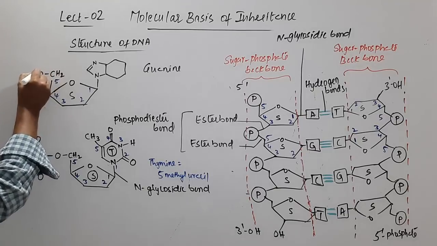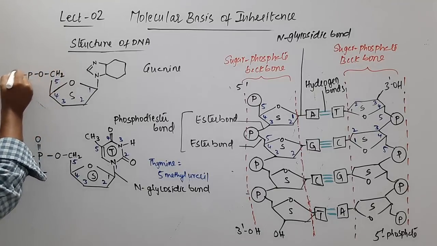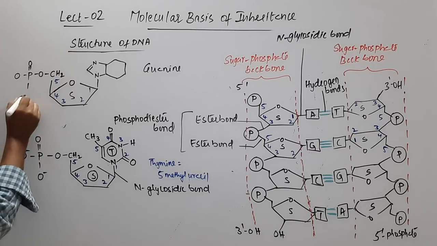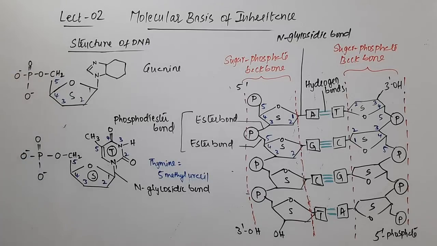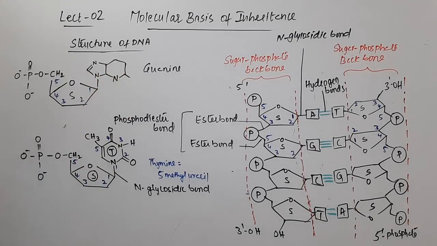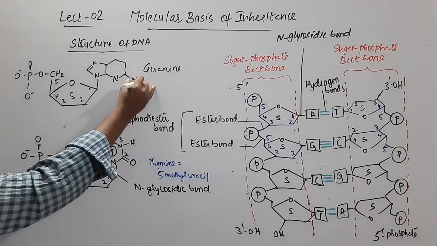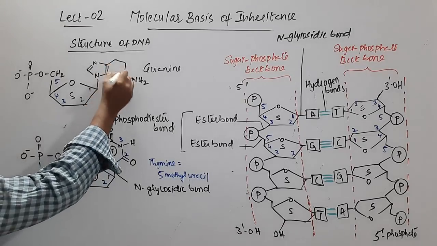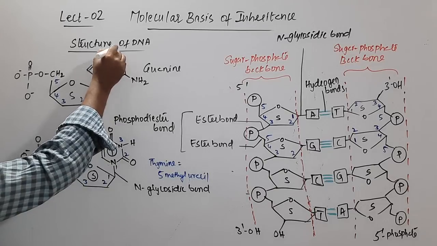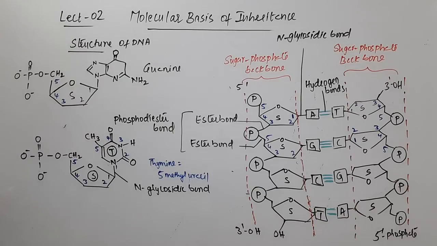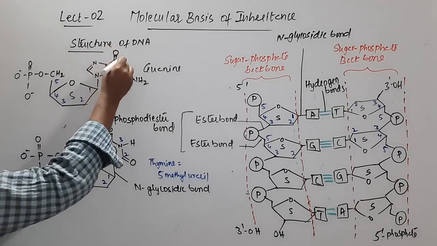So here O, P, O. So this is how we see it, and then here we have N, and then NH2, and then double bond O. So there we have double bond O, and here NH.